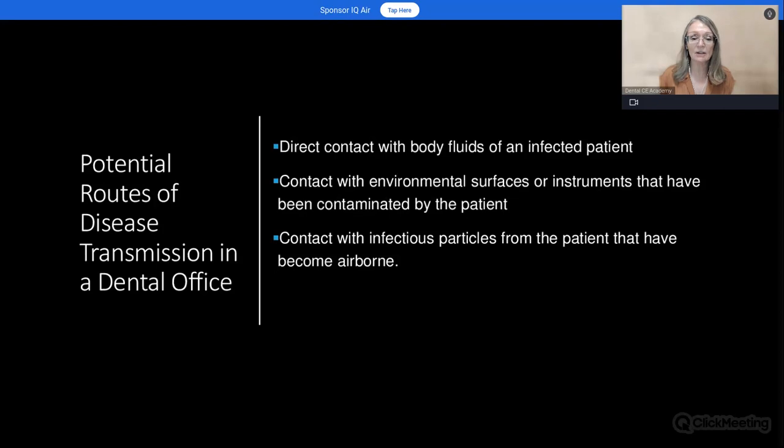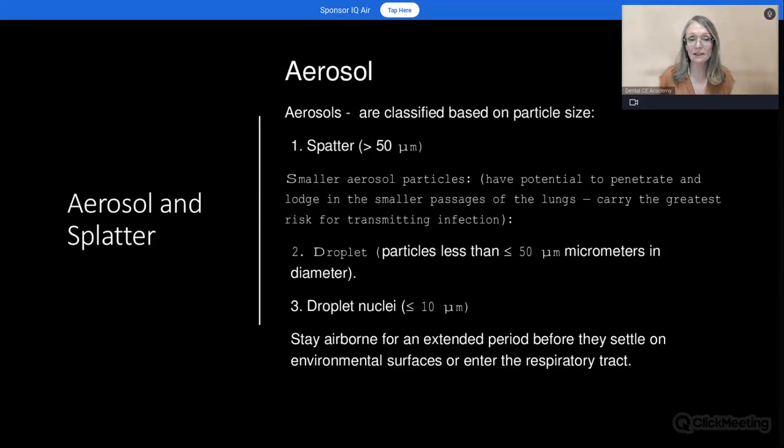When we talk about aerosol, we're talking about potential routes of disease transmission in the dental office. So how does the disease transmission occur? Well, it can occur through direct contact with our patient or with body fluids of an infected patient, contact with environmental surfaces or instruments that may have been contaminated by the patient, or contact with infectious particles from the patient that have become airborne or aerosolized.